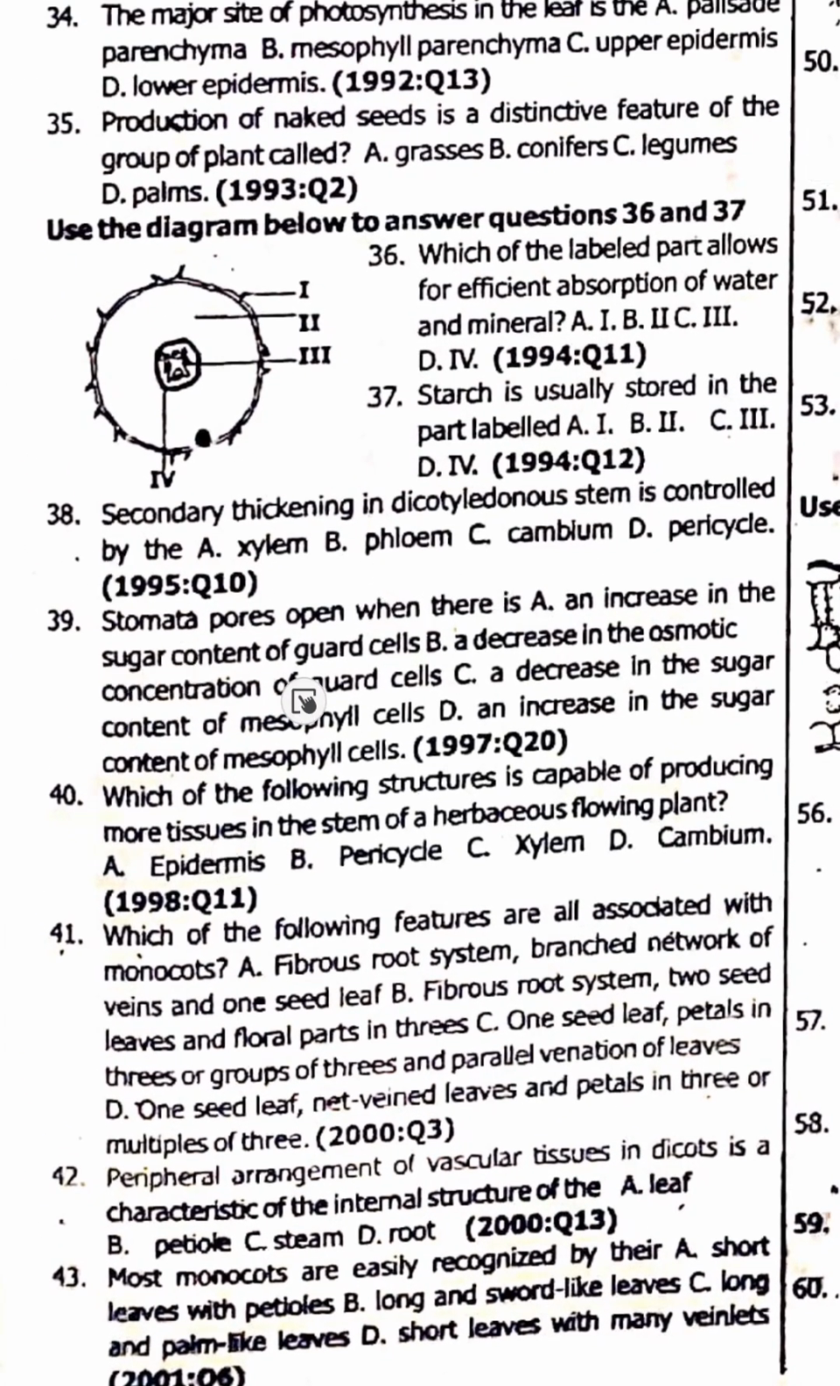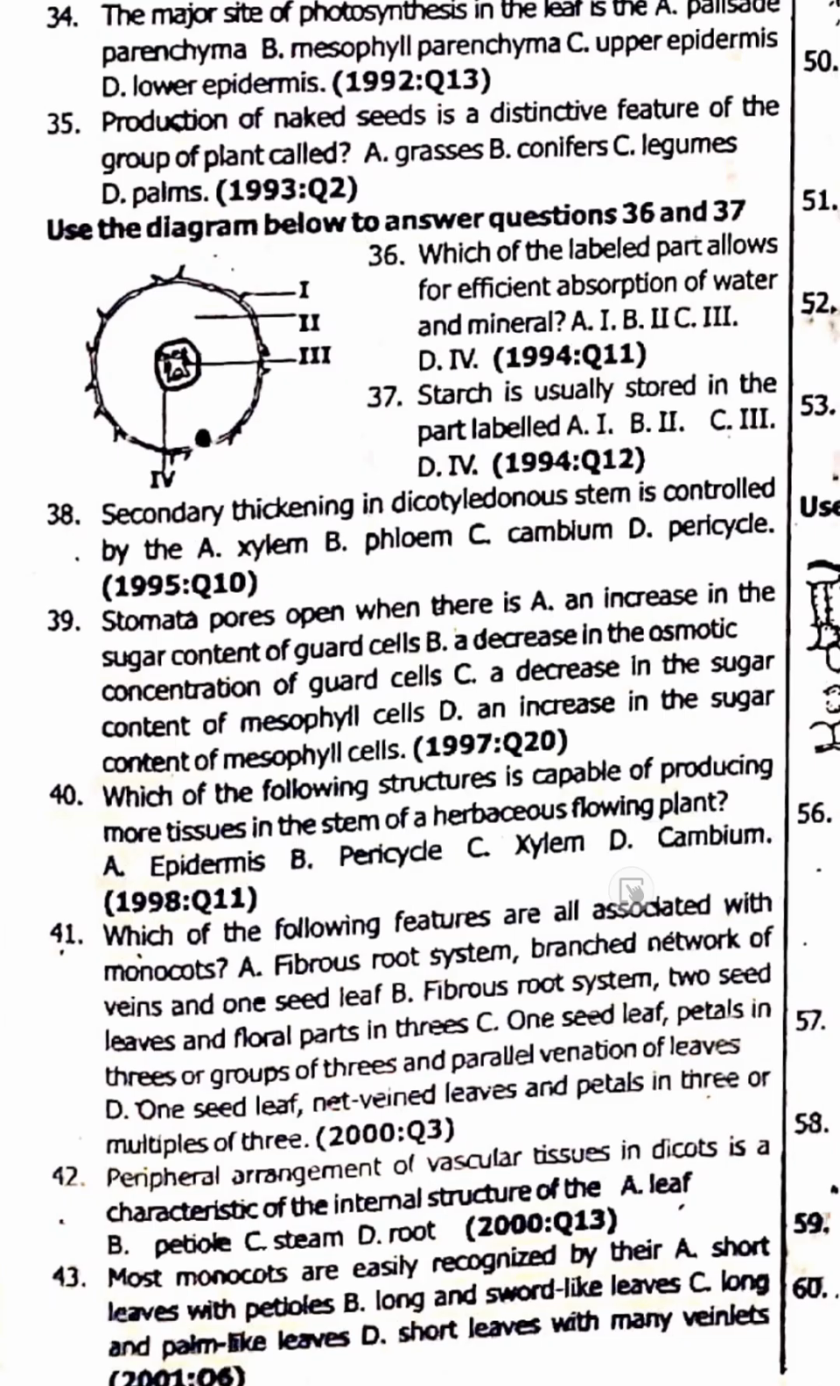Stomata pores open when there is, 39 is option A. An increase in the sugar content of the guard cell. 39 is option A. That's when they will open, when there's an increase in the sugar content. 40. Which of the following structures is capable of producing more tissue in the stem of herbaceous flowering plants? Cambium. It's cambium now.